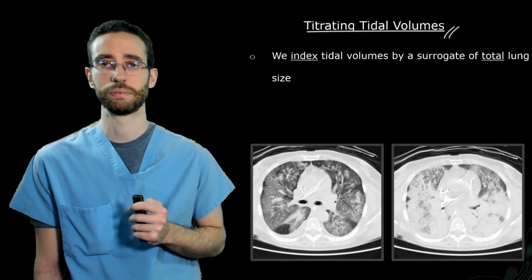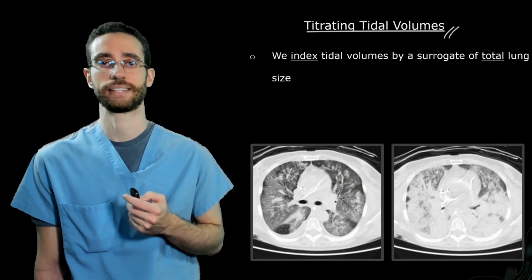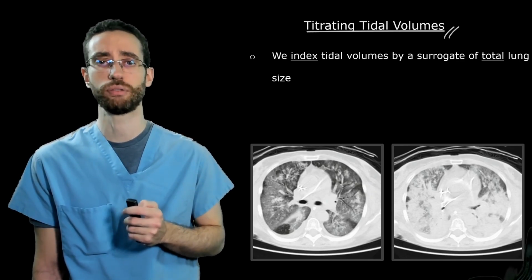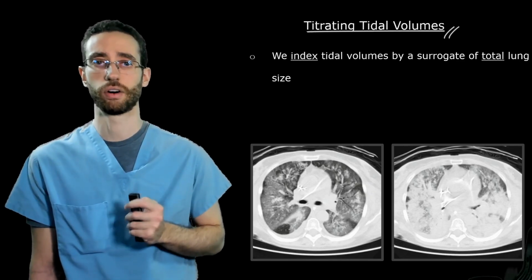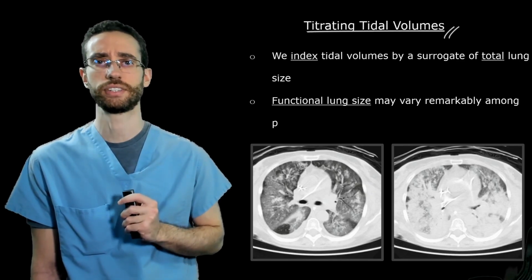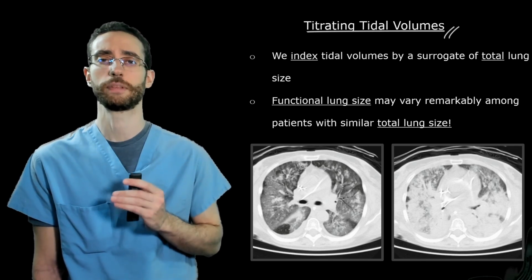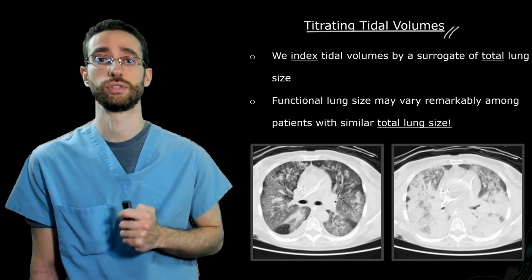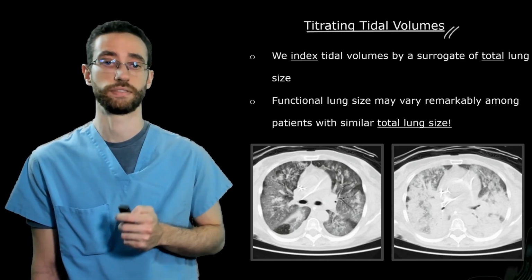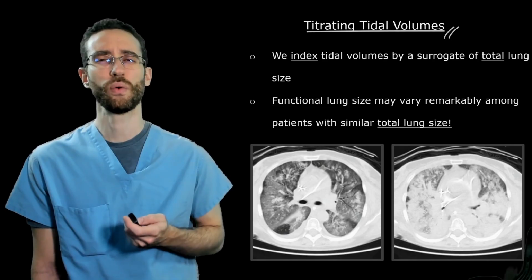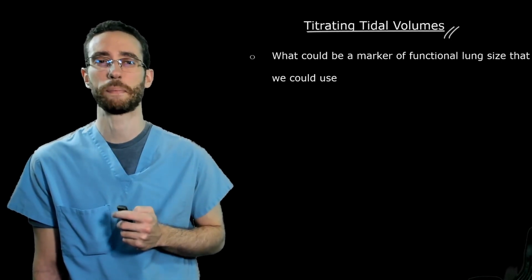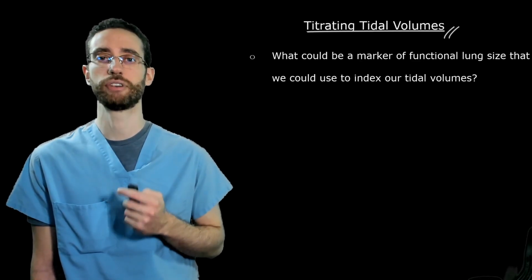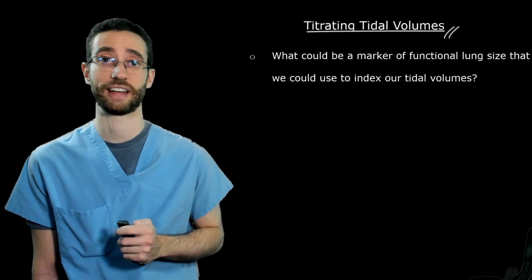The same tidal volume will occupy much less alveolar units in the severe ARDS patient, leading to regional alveolar overdistension, a key culprit of VILI. Stating this in a different way, although these two patients have the same total lung size, their functional lung size are very different due to extensive consolidations in the patient on the right. So we agree that indexing our tidal volumes for markers of total lung size may not be optimal. But what could be a surrogate of functional lung size that we could use to index our tidal volumes?